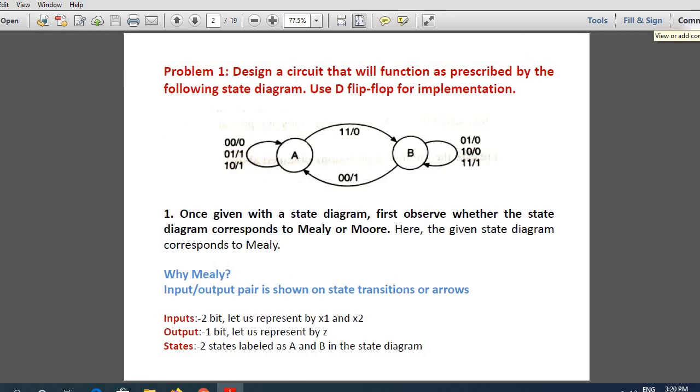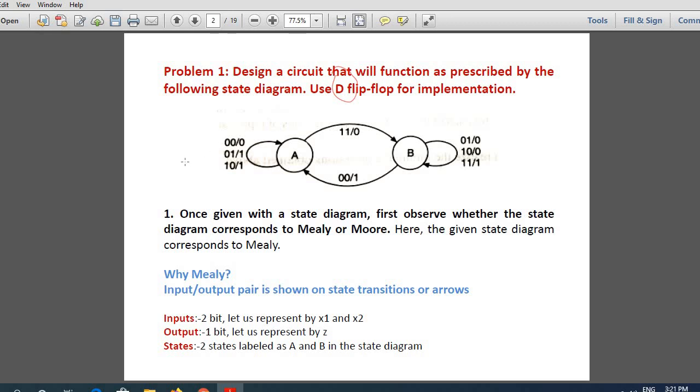Okay. Now, design a circuit that will function as prescribed by the following state diagram. Use D flip-flop for implementation. So, any question which is related to this is solved using similar techniques. So here you are asked to design a circuit whose state diagram is given here, and they are asked to use D flip-flop. If nothing is specifically asked, you can use any flip-flop. Here they have asked D flip-flop for implementation.